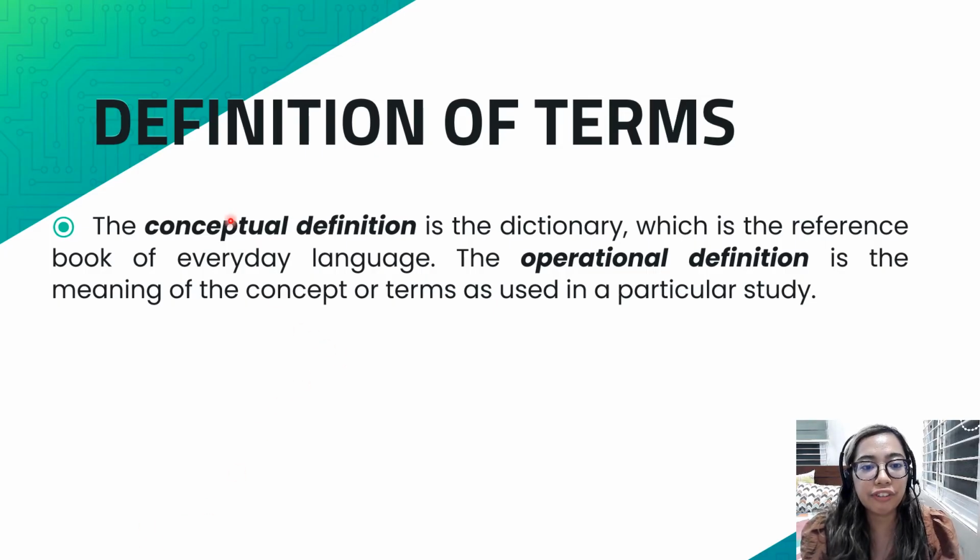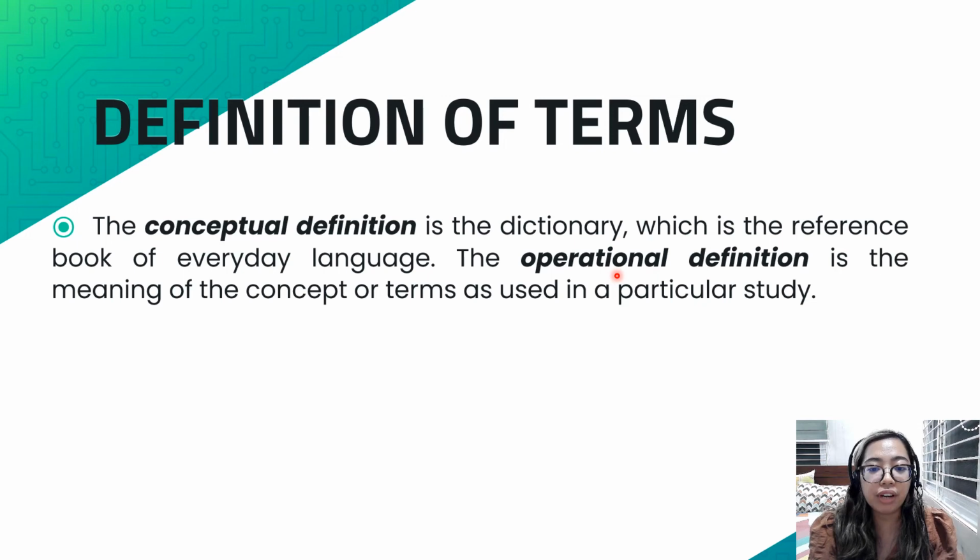So in this part, from the name itself, we define specific terms or unfamiliar words or technical terms that you will use or you are using or you will be using in your research. So we have two types of definitions. First is the conceptual definition. These are the definitions that can be found in the dictionary or any reference book of everyday language.